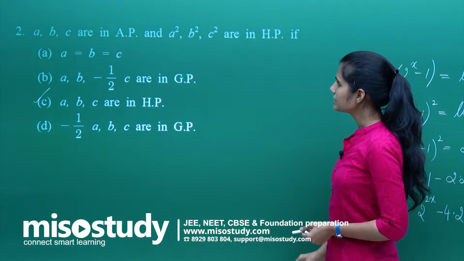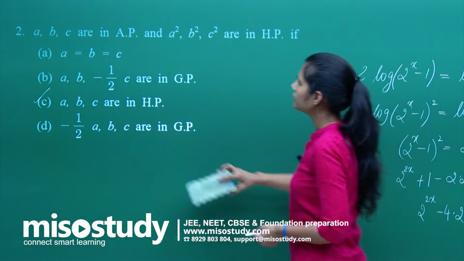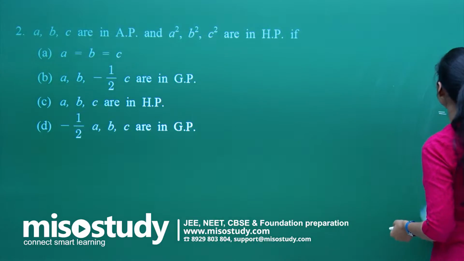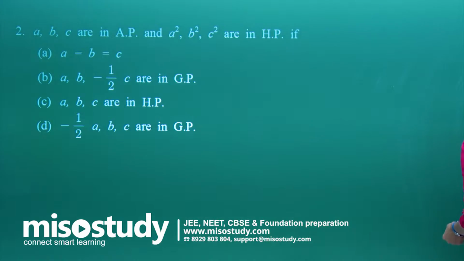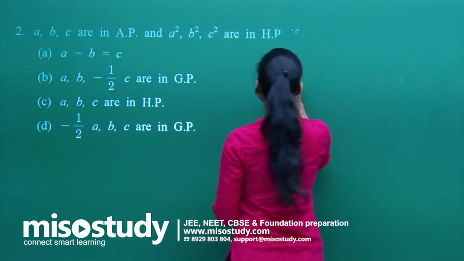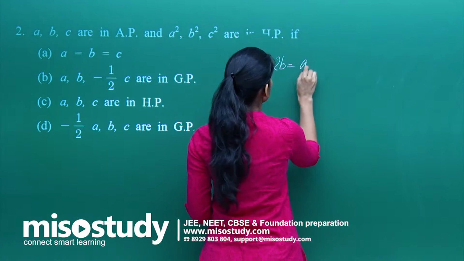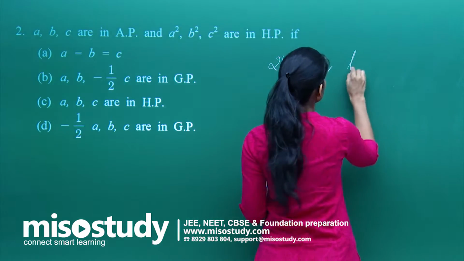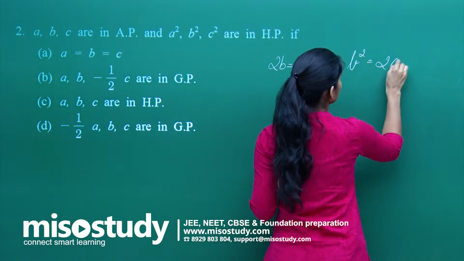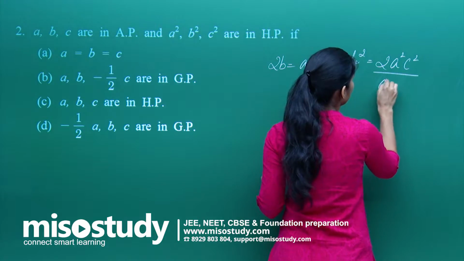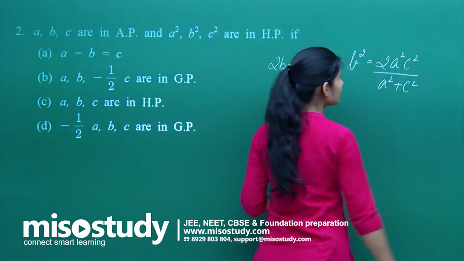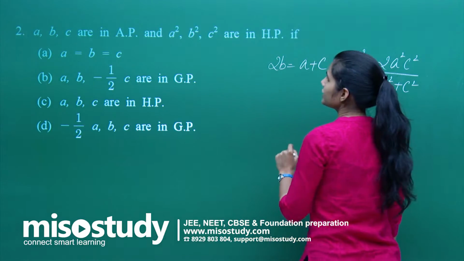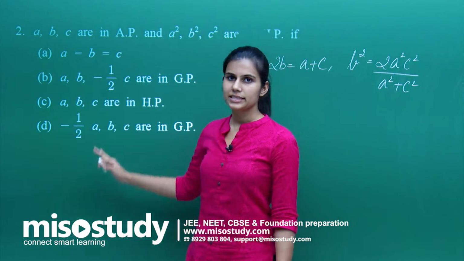Next question says that a, b, c are in AP and a square, b square, c square are in HP. So a, b, c are in AP means that twice of b equals a plus c, and a square, b square, c square are in HP means that b square equals twice of a square c square upon a square plus c square. Clear? Now it says that if they are in HP, then what is the condition between a, b, c which they are going to follow?